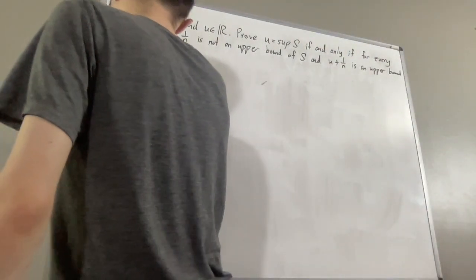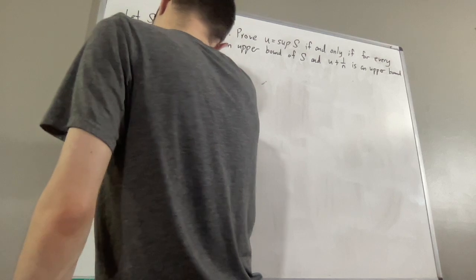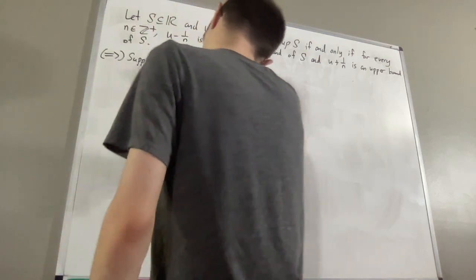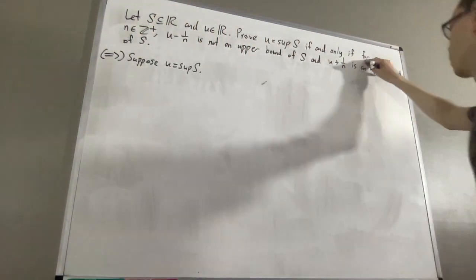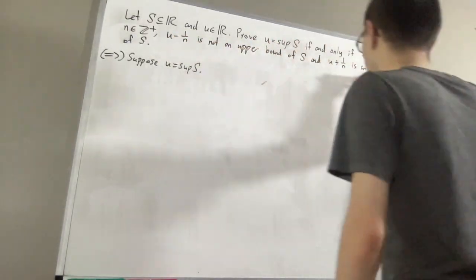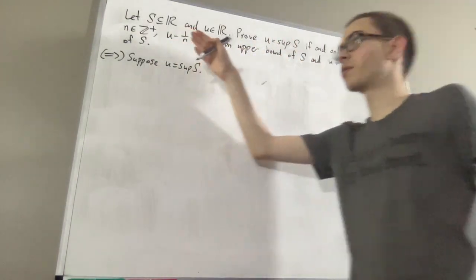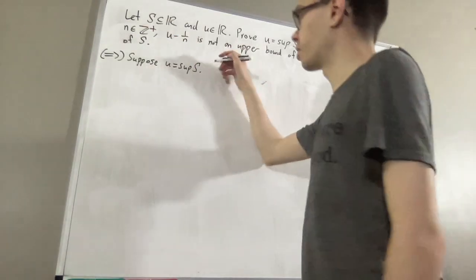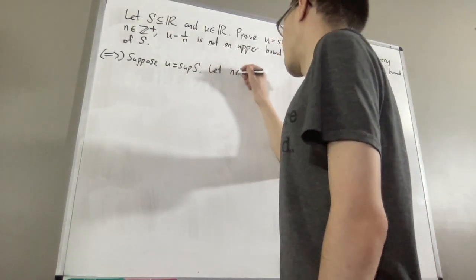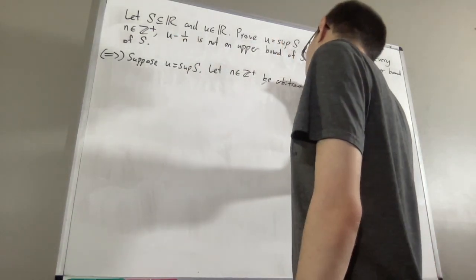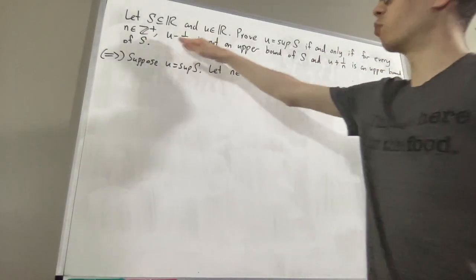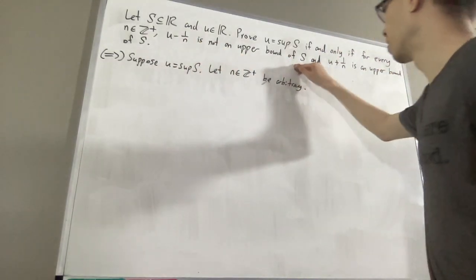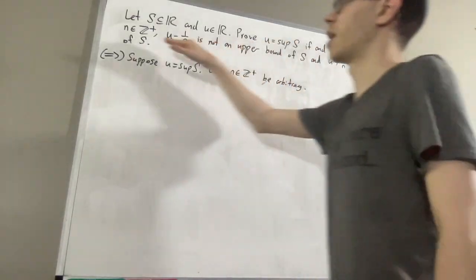We will suppose that U is the supremum of S. From here, we want to prove that this statement is true. And since we're trying to prove a statement about every positive integer n, let's give ourselves an arbitrary positive integer n. From here, we want to show U minus 1 over n is not an upper bound of S. U plus 1 over n is an upper bound of S.